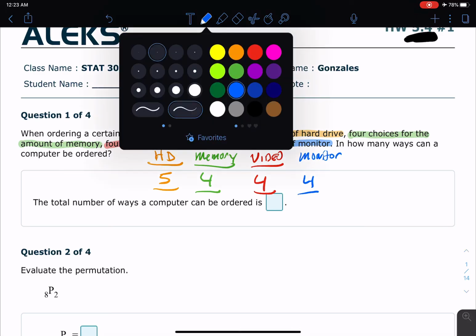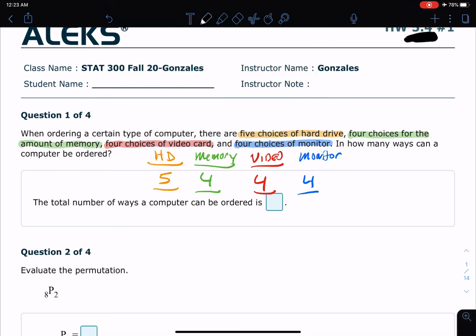So, using the fundamental counting principle, and once again, you could make a tree diagram, but it's going to be a pretty dang big tree. But using the fundamental counting principle, you multiply 5 times 4 times 4 times 4, and you get a grand total of 320 ways a computer can be ordered.